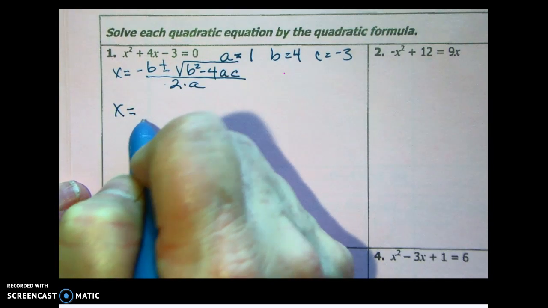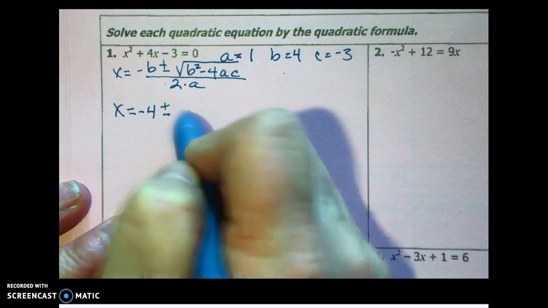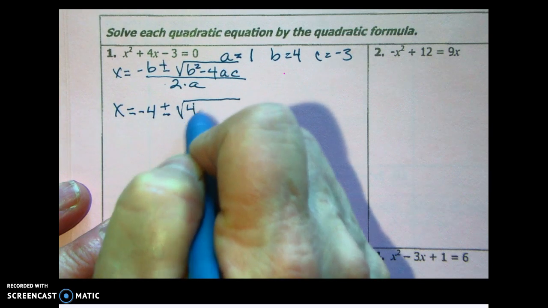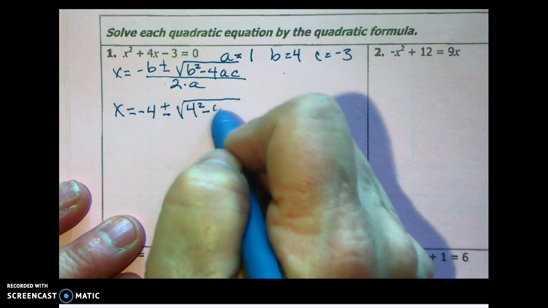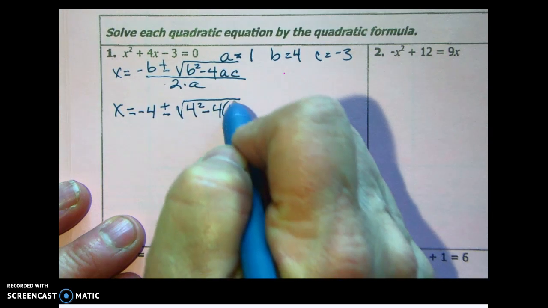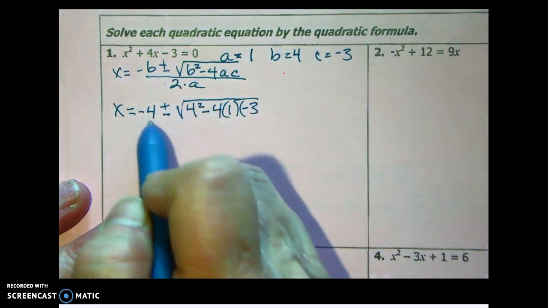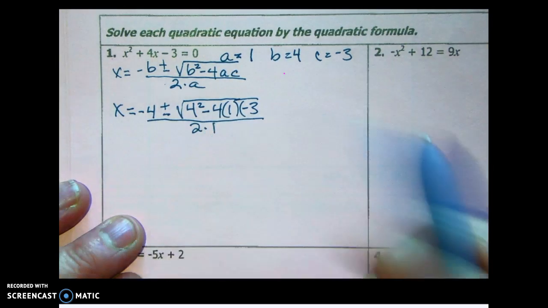Now I'm going to plug the numbers in. x equals -4 plus or minus the square root of 4 squared minus 4 times 1 times -3, all over 2 times 1.